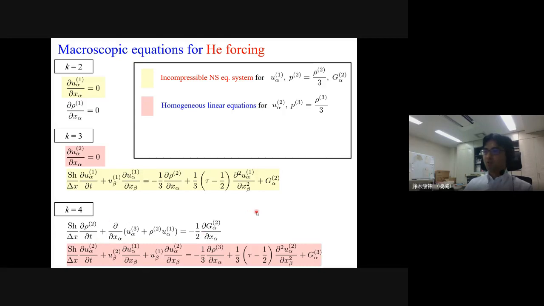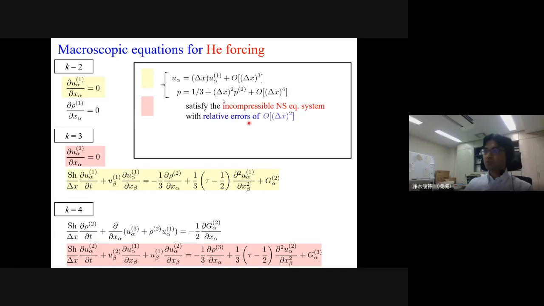In many problems, the body force should be determined only by the leading order term G2, so we can set G3 to 0. In general, the solution of homogeneous linear equations with 0 initial and boundary conditions is 0. So U2 and P3 should be 0. As a result, from these two sets of equations, we can see that U and P obtained by the Boltzmann method satisfy the incompressible Navier-Stokes equation system with relative errors of order delta x squared.